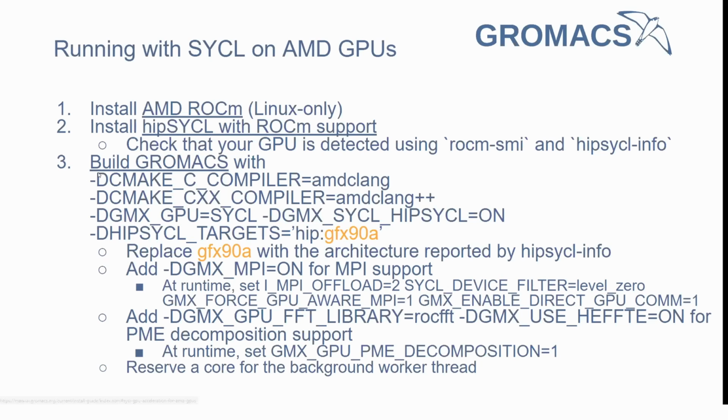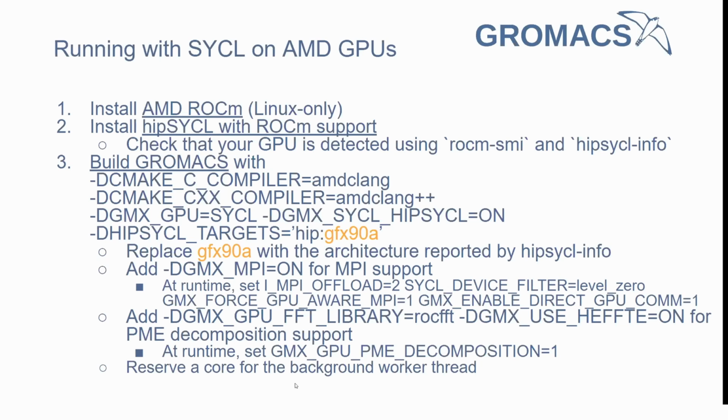And then you need to build GROMACS with AMD compilers, enable SYCL, and you need to explicitly specify the version of your GPU. You can see it in the SYCL info or ROCm SMI output. And again, you can use GMX_MPI for MPI support and Heffte for PME decomposition. When you use PME decomposition on AMD GPUs, you need to also add this flag to switch to rocFFT, because by default we use a different FFT library, VkFFT, for the FFT part of the PME computation.